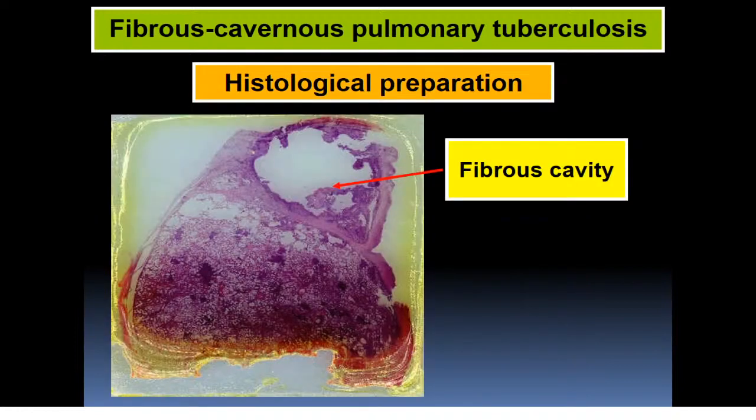Here you can see a histological preparation and a fibrous cavity. You can see the cavity is surrounded by fibrosis.